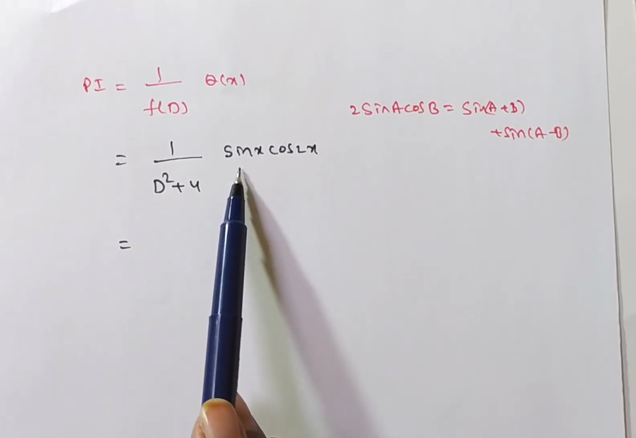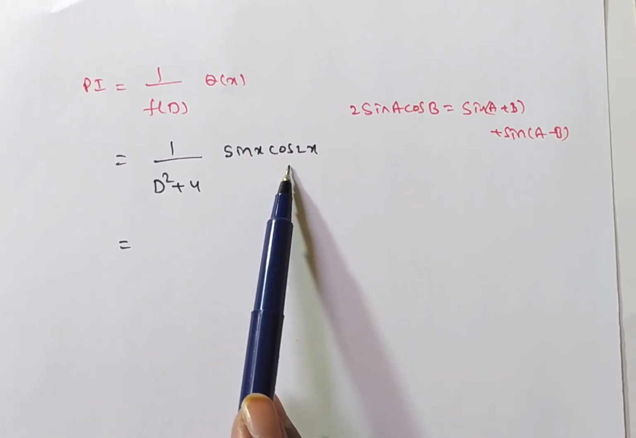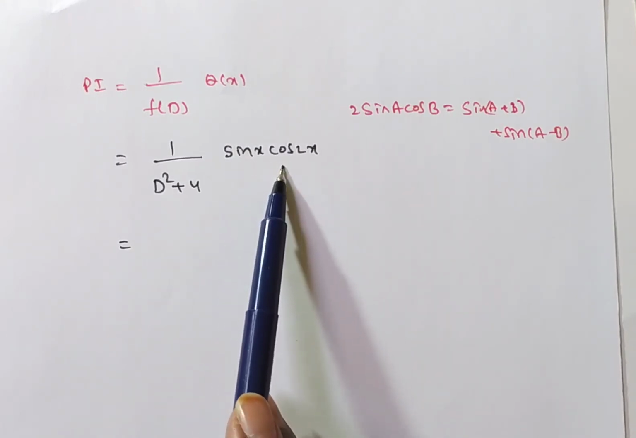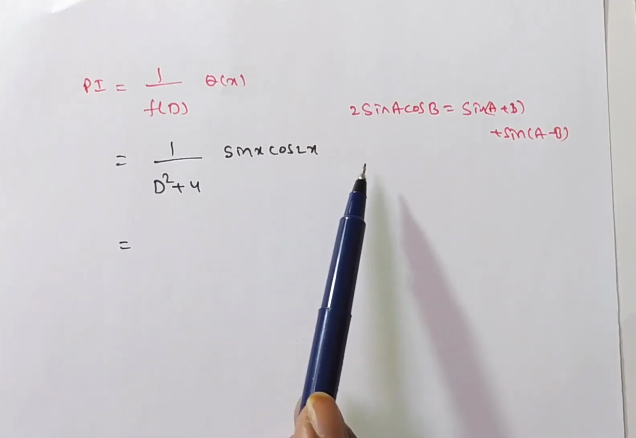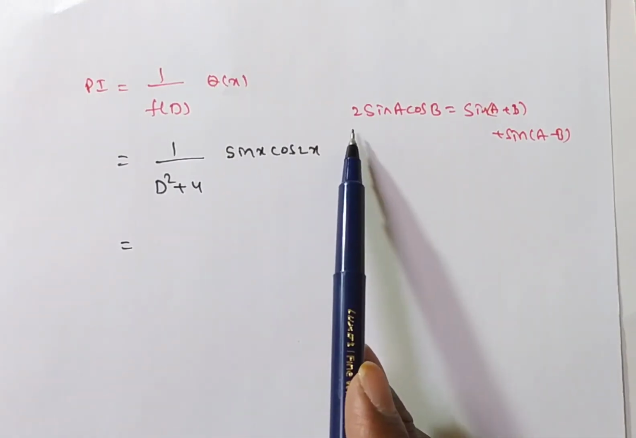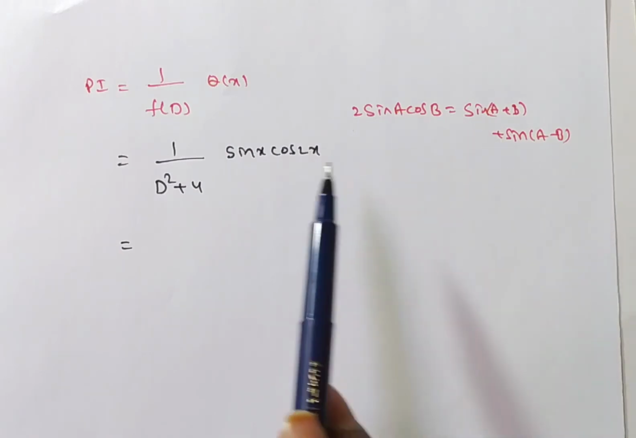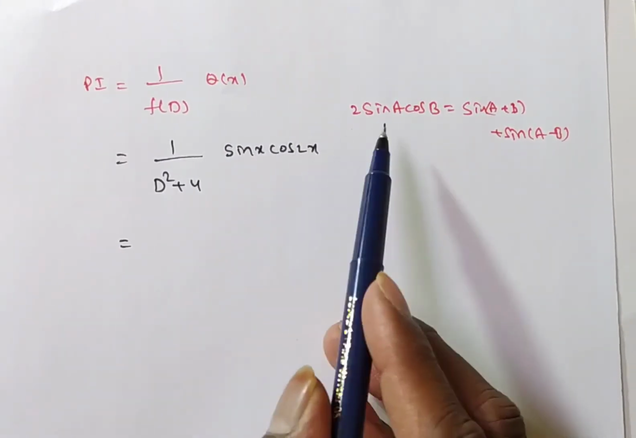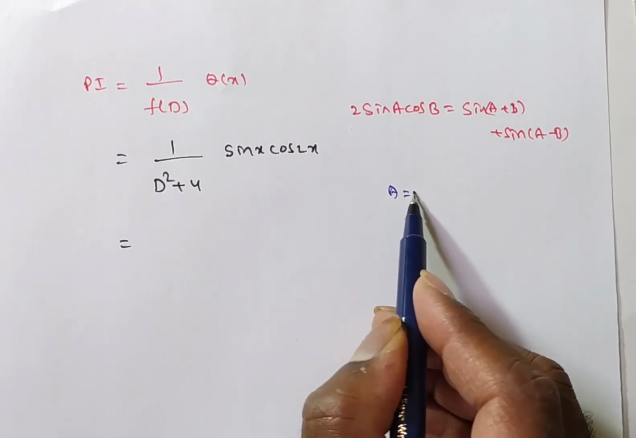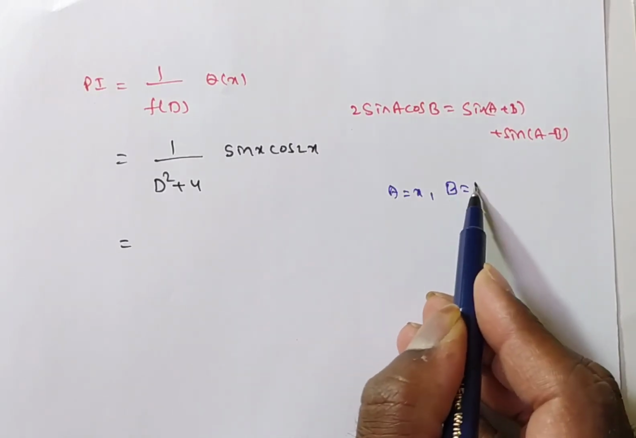Earlier we have discussed we cannot apply the particular integral whenever a product of two functions, sine into cosine, is there. So we are using the formula. Which formula? 2 sin a cos b is equal to sin of a plus b plus sin of a minus b. Now we compare on both sides. What is the a here? A is equal to x. And what is the b here? B is equal to 2x.